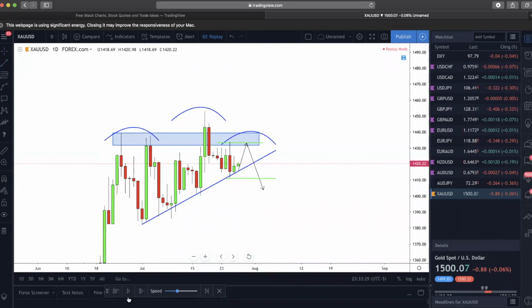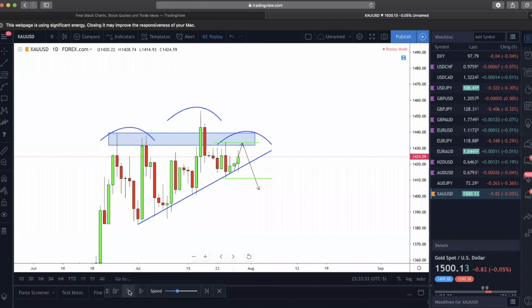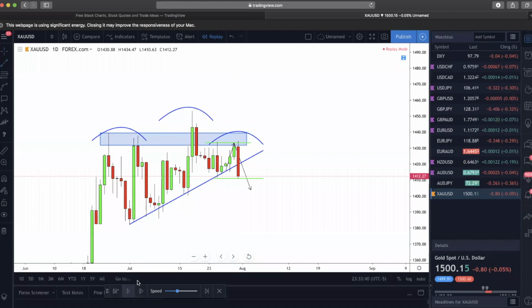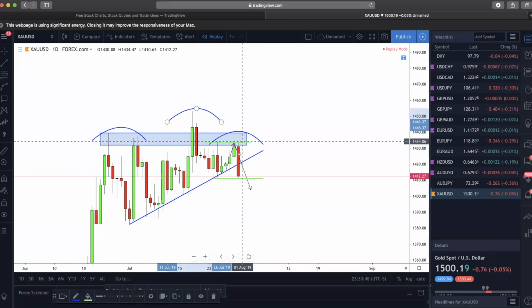So we're gonna go ahead and hit play on this. You can see price moving up, then going into the resistance, and then a big move down. So retail traders are like, okay, cool. Head and shoulders, our trend line broke, we're in shorts here.